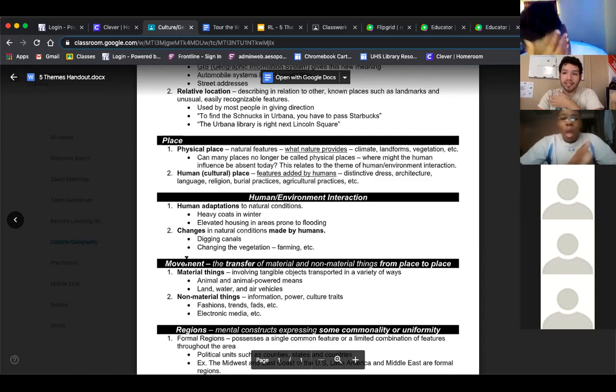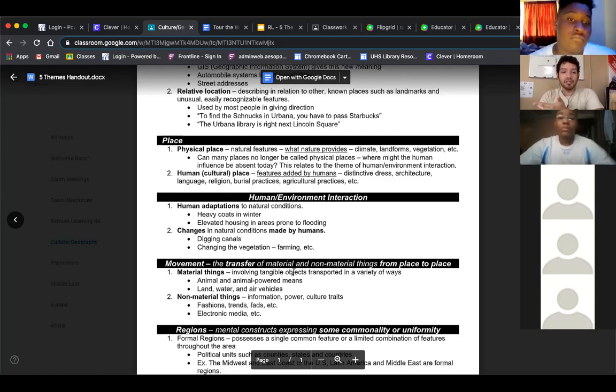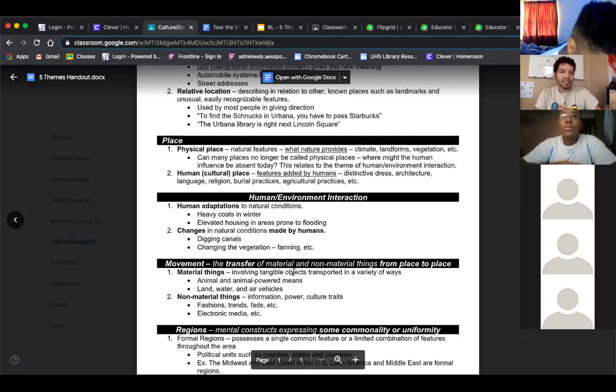Anything that we as humans have added, right? Features added by humans. How we dress, the stuff we build, the languages we speak, religion. Again, anything that we've created, either with our very own hands or with our brains, right? Talking about ideas, that would be the human place. That's the only one that is a little tricky because most people always think, oh yeah, this place, I see this place over here. No, place is kind of what we really see behind everything.